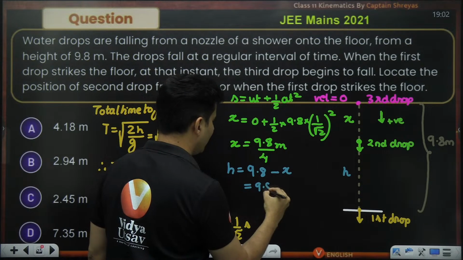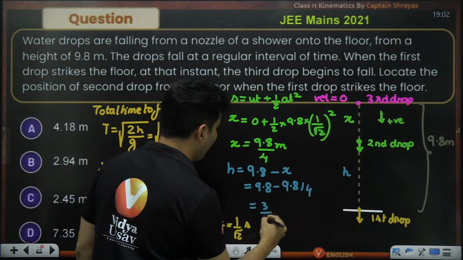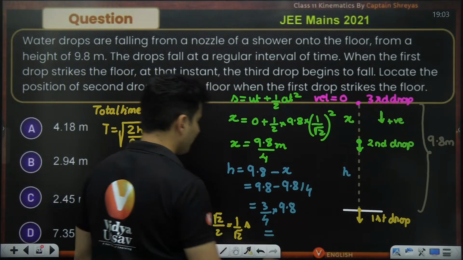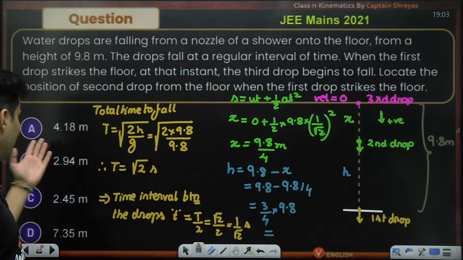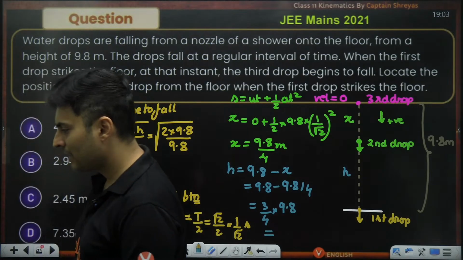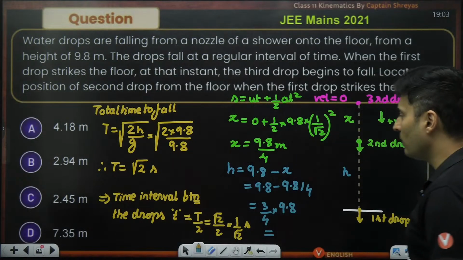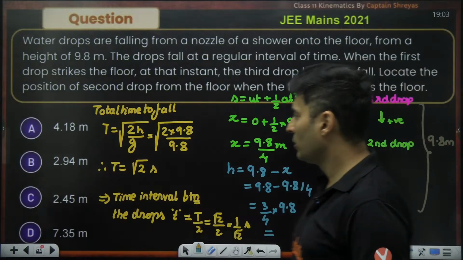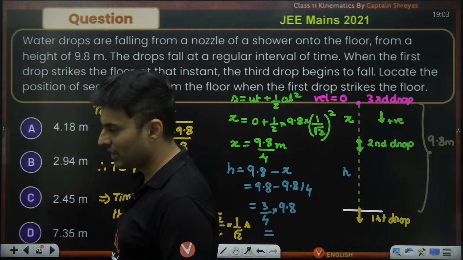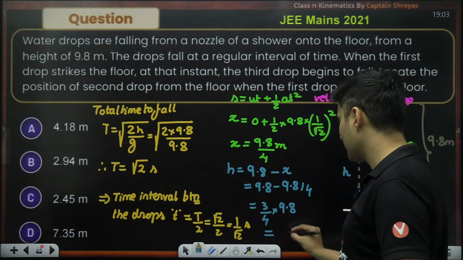So 9.8 minus 9.8 by 4, which is 3 by 4. 1 minus 1 by 4 is 3 by 4 times 9.8. So 3/4 of 9.8, guys, how much will it be? Come on, quickly tell me the answer. Yes, quickly tell me the answer. 9.8 divided by 4, close enough to our option number D. Yes, 7.35. Very good. Option number D, 7.35 meters. Perfect.